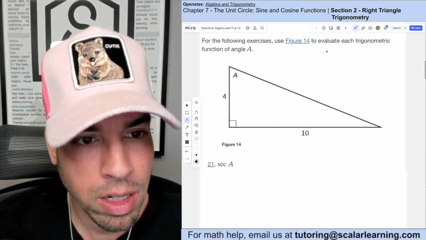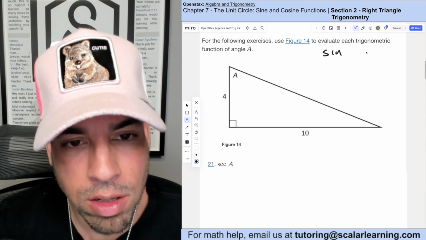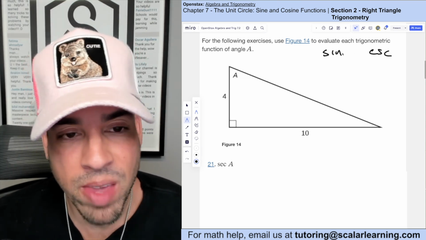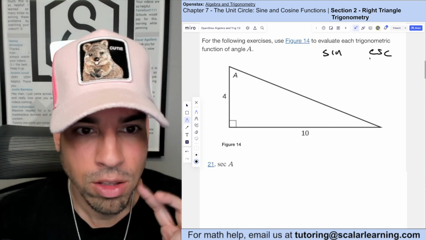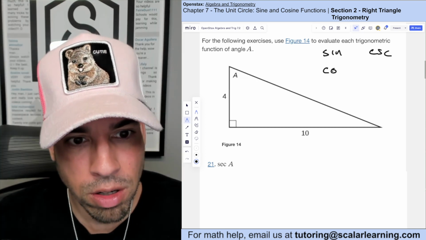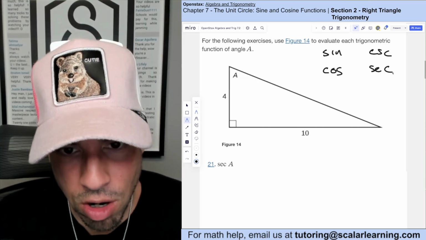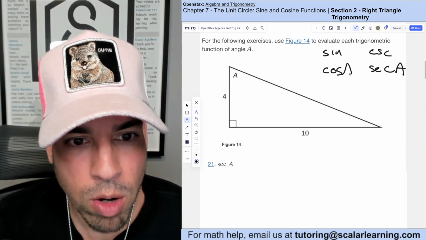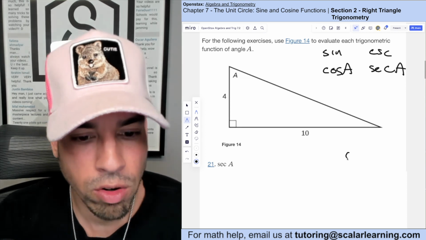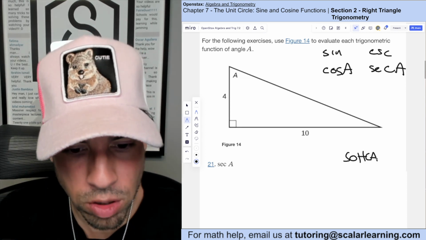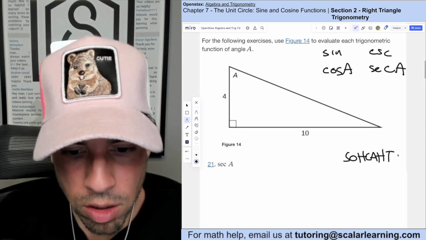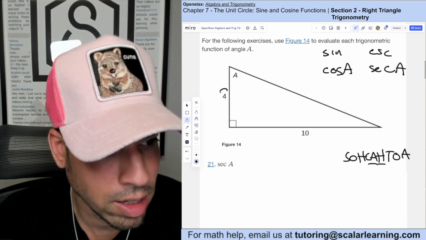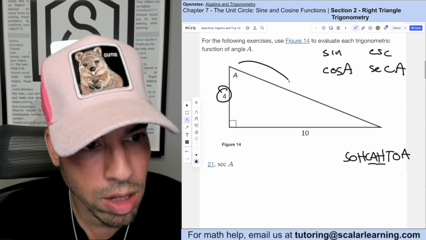So what is secant? Well, sine and cosecant are what are called inverses, right? So whatever sine of an angle is, cosecant is the reciprocal of that. Likewise, cosine and secant are reciprocals. So when we think about secant of A, we should be thinking about what is cosine of A, okay? And then going back to our nice SOHCAHTOA, we know that cosine is adjacent over hypotenuse. So if it's A, it's the adjacent leg over the hypotenuse.